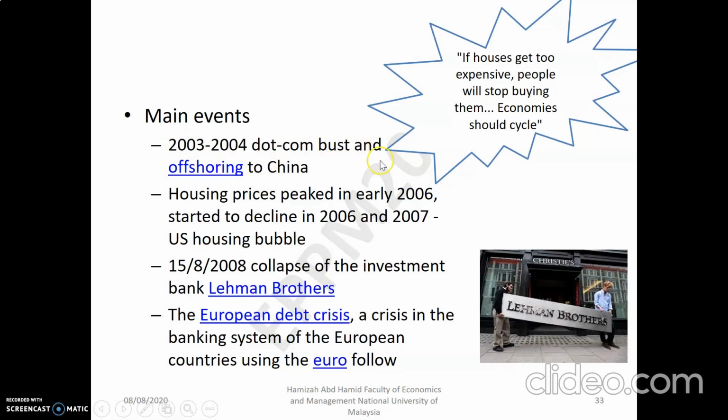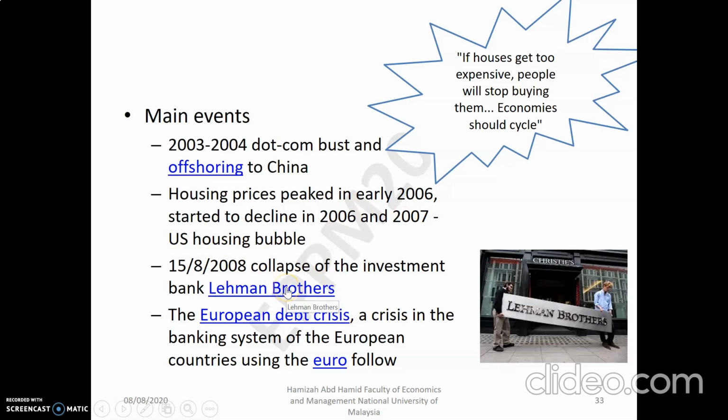And a lot of jobs went to China. Yeah, and because of that, a lot of jobs were lost. This is specifically in the US. Housing prices peaked in early 2006 and declined in 2007, causing a US housing bubble.